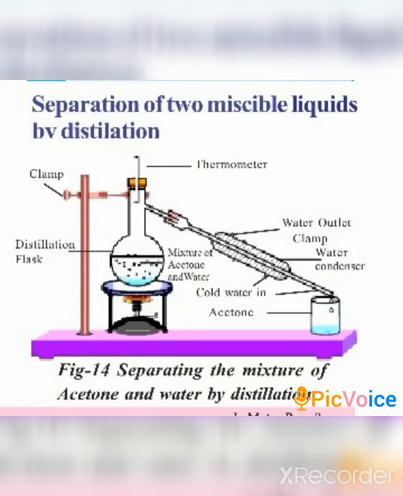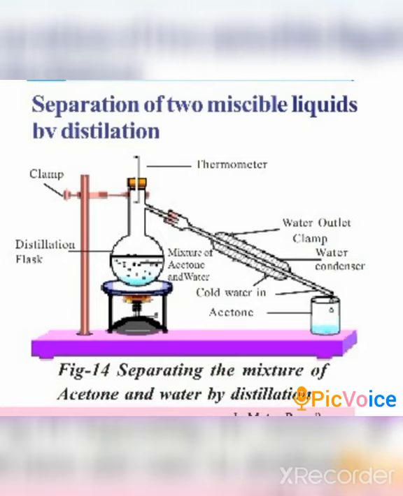Under this there is a distillation flask which is being kept on a stove, and the distillation flask has a thermometer inserted at the top of it. Have a close observation of the diagram, and this flask is being connected to a water condenser, and there is a separate channel from the condenser to a beaker.